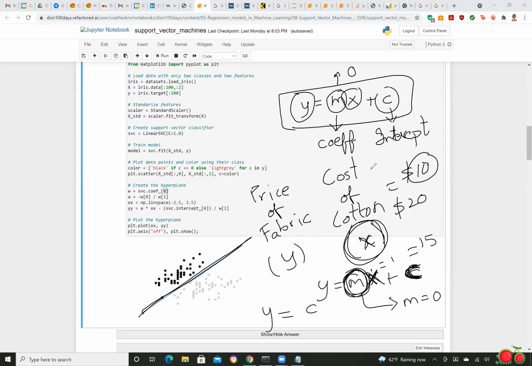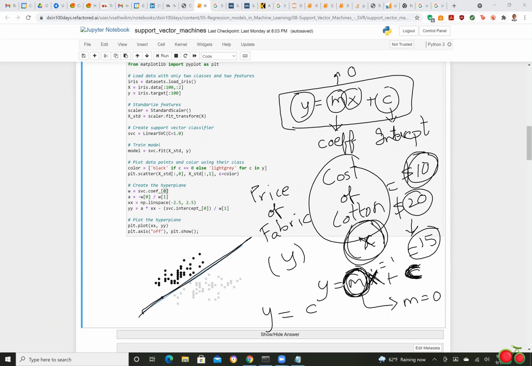Now, what does that mean? Is my price of fabric really dependent upon the cost of cotton? No. It's not dependent, because even if my cost of cotton is 10 or 20 or whatever it is, the price of my fabric is always $15. It's never more or less. It's constant. So that is the significance of coefficient m.